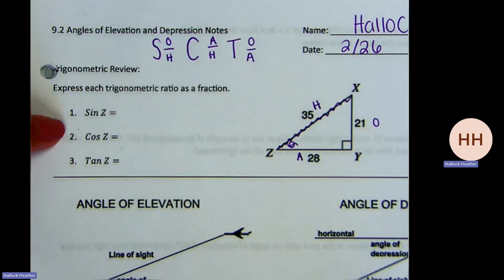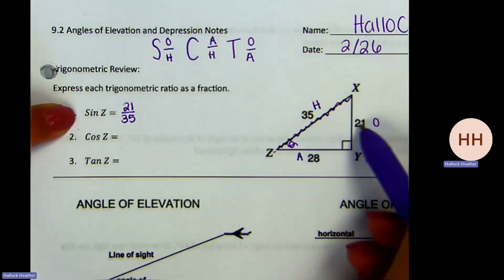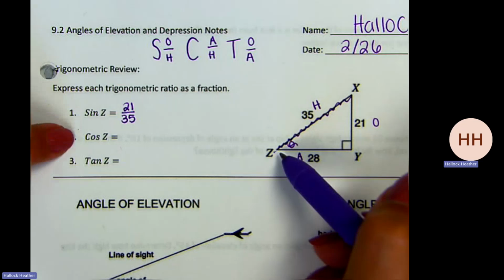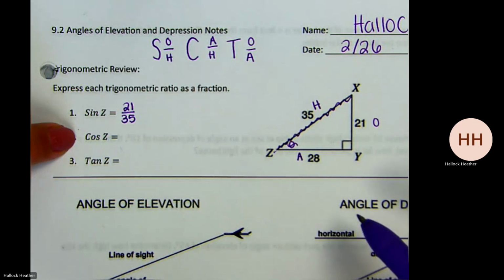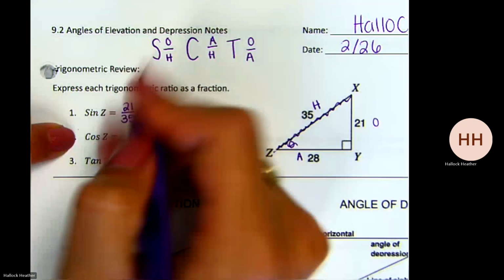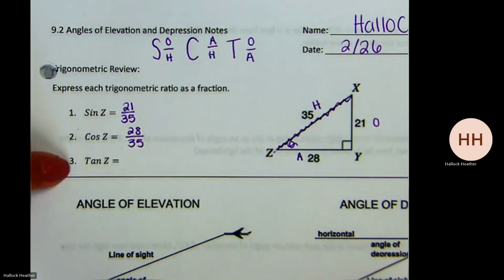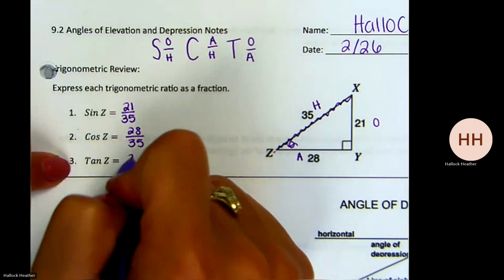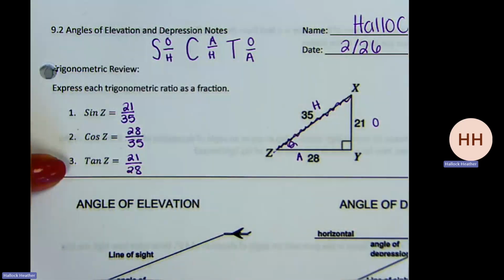So what would be the fraction for sine if I have to use opposite over hypotenuse? 21 over 35, because I'm opposite over hypotenuse. If I'm standing at Z and needing the cosine, what would be the fraction? I need 28 over 35. And then what would be the last one? Perfect. 21 over 28. So this is what we did last week, and then we would actually solve problems with it. That's a little refresher.